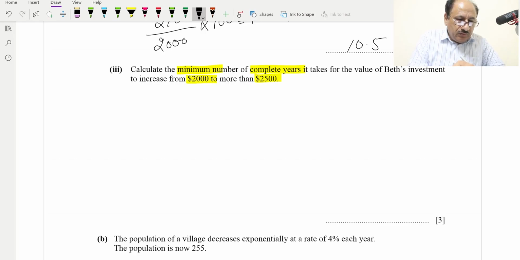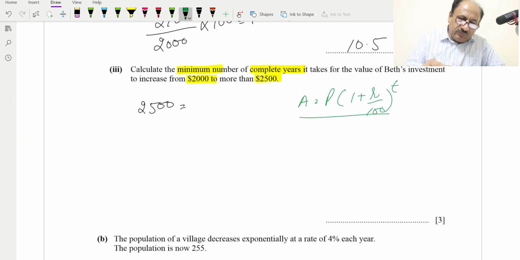And what we can do is, this will be the amount which he will be having, 2500. Again the same formula. If I write it again, A is equal to principal amount times 1 plus r over 100 raised to t, the same formula. We can box it. So 2500 will be equal to the principal amount.